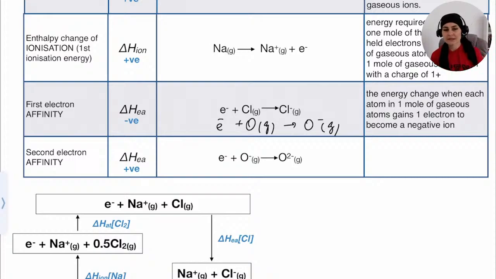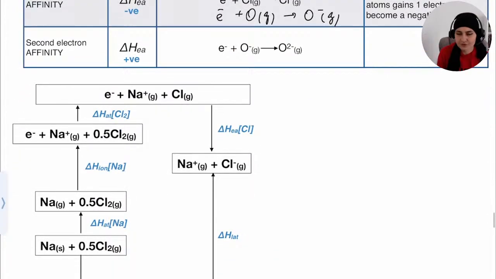Why? Because an electron and a negative ion of oxygen would repel, and that's why you need to overcome that repulsion. So second electron affinity is always endothermic. Sorry, you overcome the repulsion, not attraction. So the negative electron and negative ion repel, so you're overcoming that repulsion.